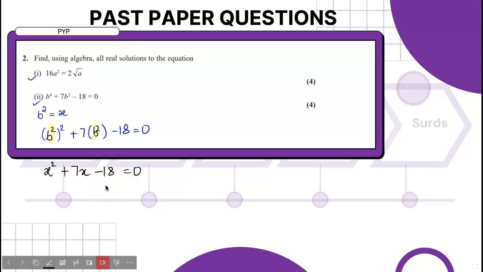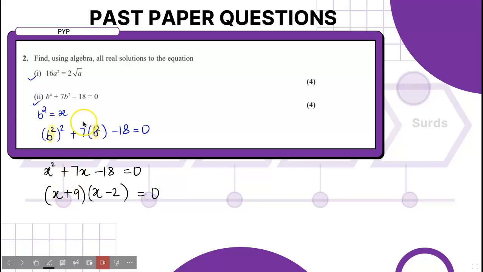We need numbers that multiply to give you 18 and add to give you 7. 9 times 2 and 9 times minus 2 basically. So it would be x plus 9 and x minus 2. That is equal to 0.